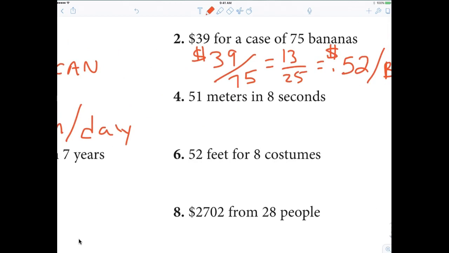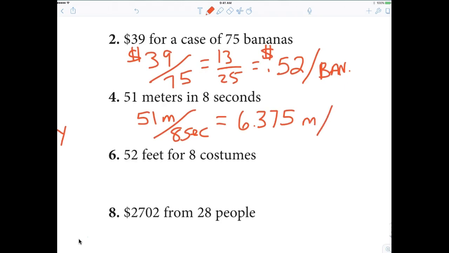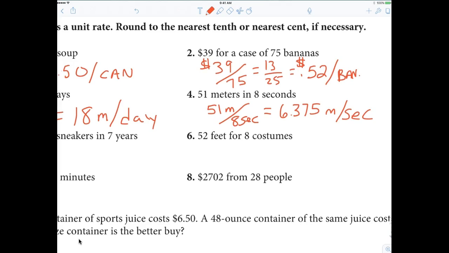Let's take a look at number 4. So now we have 51 meters in 8 seconds, so we're going to try to figure out how many meters I can go per second. If I take 51 and I divide it by 8, I end up with 6.375 meters per second. Now again, I am giving you permission to use your calculator on this, which should make the problems much easier. But when you can, I do want you to use your mental math.